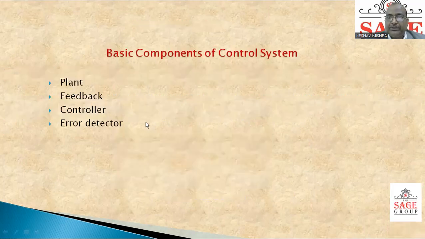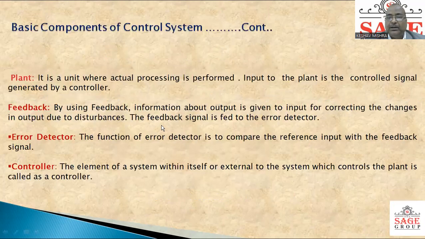These are the 4 components for a control system: plant, feedback, controller, and error detector. Plant is basically the actual processing unit, and to this unit the controlled signal is generated by the controller. Feedback is also the second part of this basic control system. Feedback is basically a link from output to input.